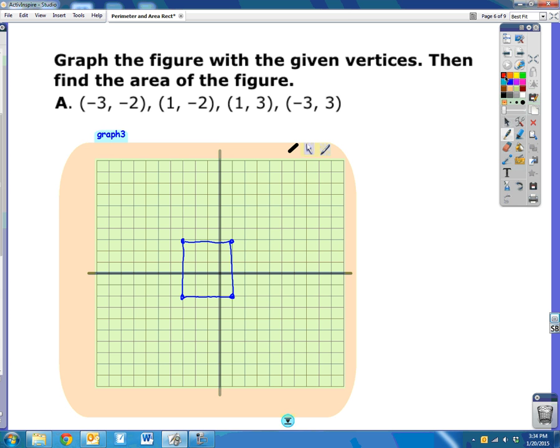And if I find the area of my rectangle, I'm going to do the base times the height again. And so if I count 1, 2, 3, 4, I'm going to have a base of 4, a height then of 1, 2, 3, 4, 5, right there. So if I do the base times the height, I get an area of 20.